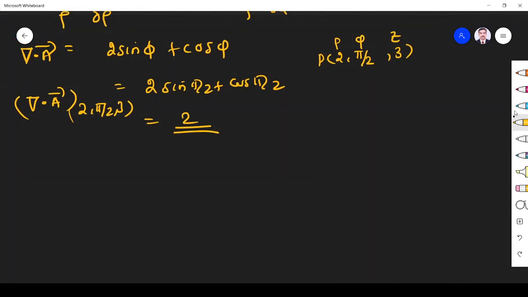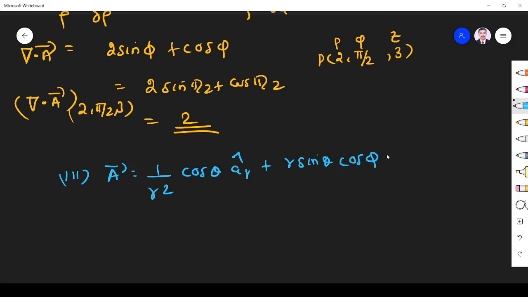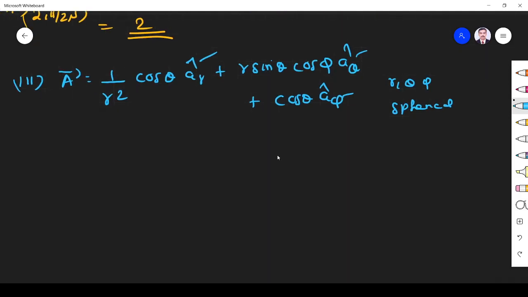Simple one. Third question is: A vector is equal to 1 by r square cos theta ar plus r sin theta cos phi a theta plus cos theta a phi. You see, unit vectors in r, theta, phi direction. R, theta, phi means it is the spherical coordinate system. First understand that. Then you substitute the formula for spherical coordinates.